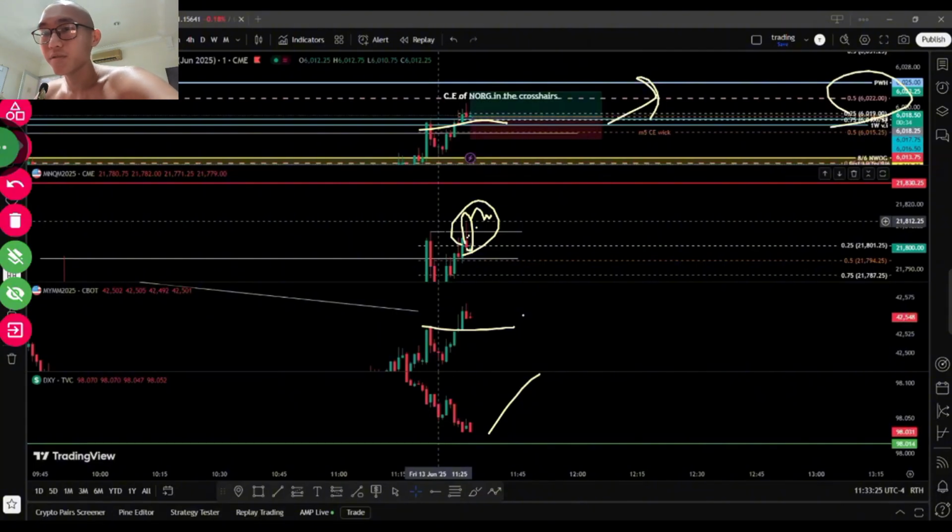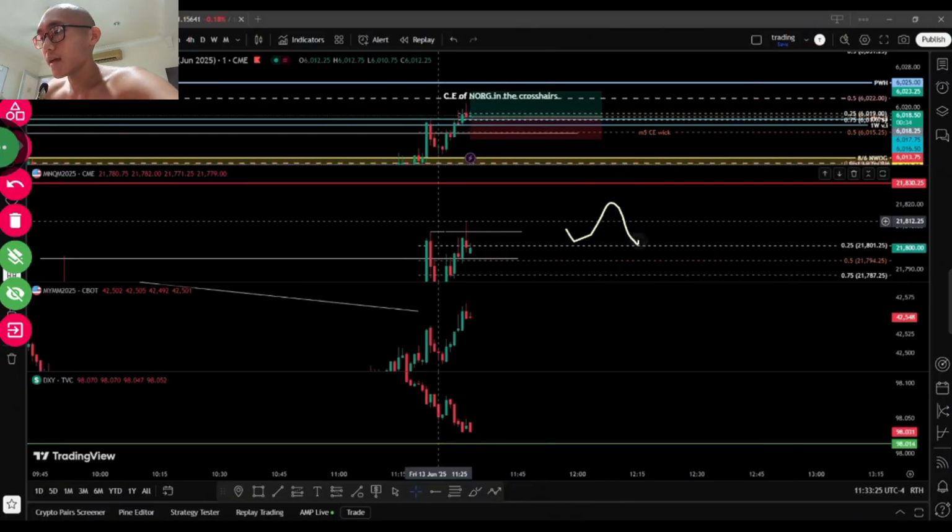Okay, so I've given you guys a couple of scenarios already. The most important thing for Nasdaq and S&P is that both of them must be moving together. Then that is called a good trade already.